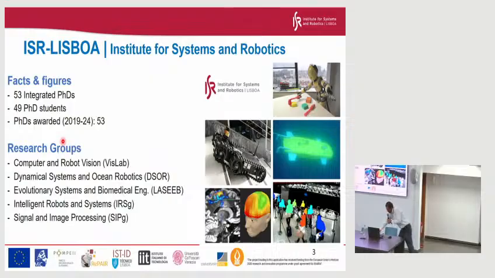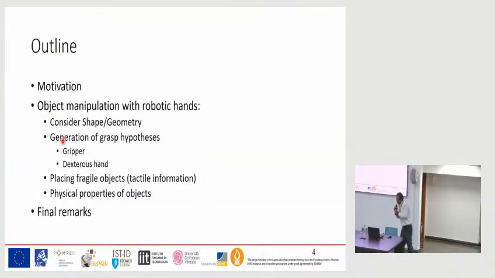Okay, so now I'm going to go ahead with the outline of the presentation. First, I'm going to give you some motivation about the problem, how difficult it actually is to manipulate these fragile objects. Then I'm going to explain a couple of approaches that we took to solve this problem. So what we have to consider to grasp an object using a camera, how we can generate those grasping hypotheses, how we can do that with a 2-finger gripper and also with a multi-fingered hand.